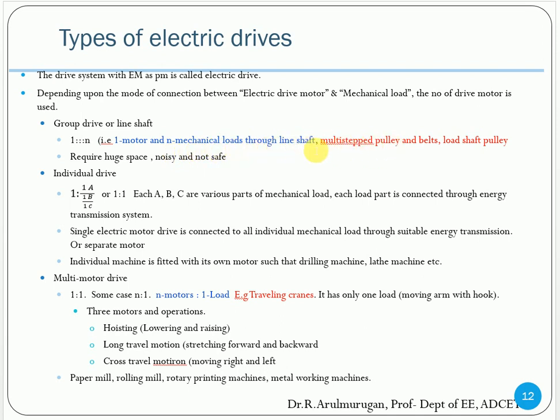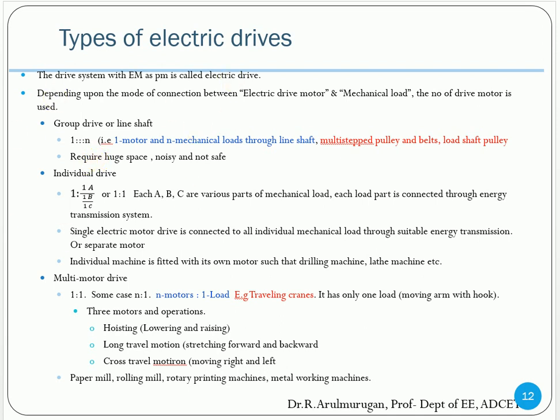Through the shaft, you can further use the belt method, load shaft pulley, or multi-stepped pulley, whatever method you like. If you use this method, it requires more space. It is noisy and not safe. If that 1 motor fails, all the loads will be idle. So these are the problems.